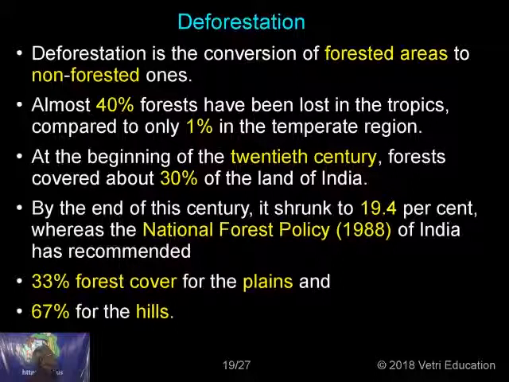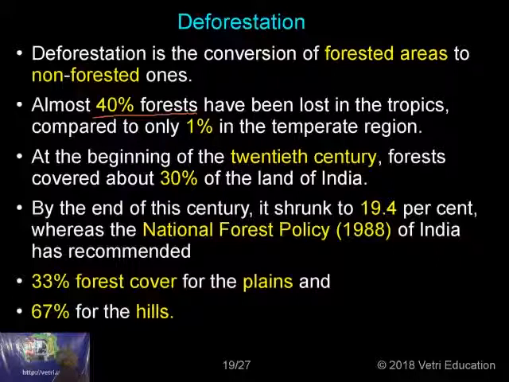Last one is desertification. Desertification is the conversion of the forested areas to the non-forested ones. Almost 40% of the forest, just listen to the data that I am giving. Beautiful data, these are all. See, almost 40% of the forest has been lost in the tropical forest compared to only 1% in the temperate region. See how the tropical regions have been much affected. The tropical region is the most affected region of the world.